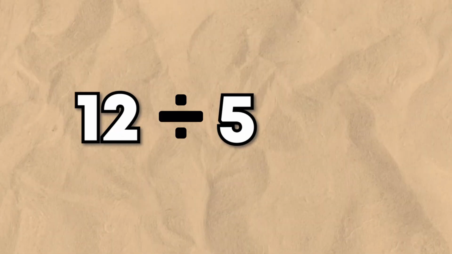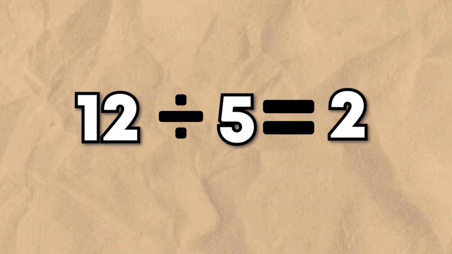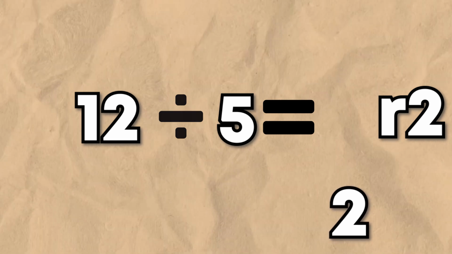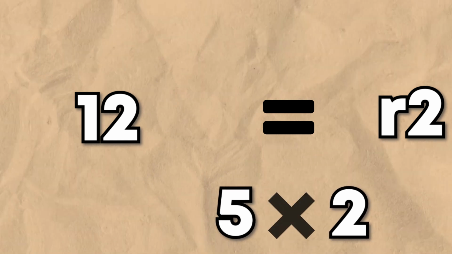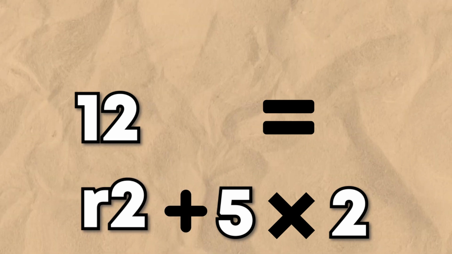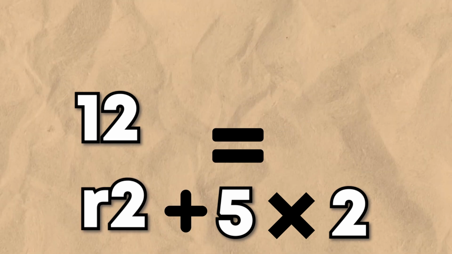Now I know you're gonna need another example. 12 divided by 5. Well, 5 goes into 12 2 times, with 2 left over. To check that, we grab the quotient, times it by the divisor, and add the remainder. 5 times 2 is 10, plus 2 is 12.